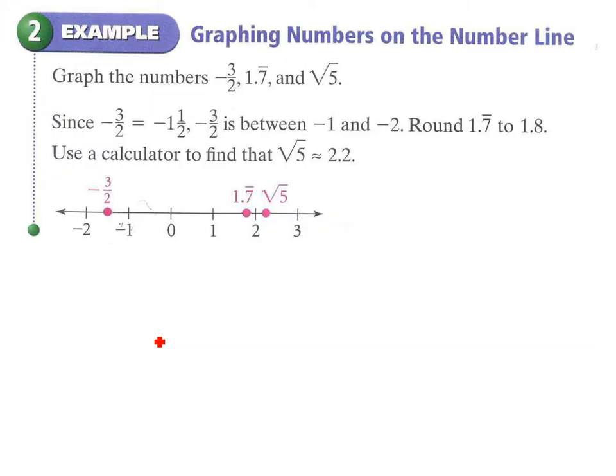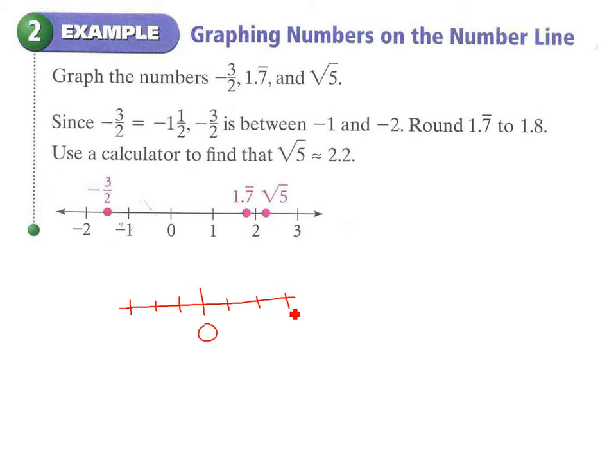All right, if you're ready to go, let's try example 2, graphing numbers on the number line. All right, so we're going to graph the numbers -3/2, 1.7 repeating, and √5. So just a little review, a little refresher on number lines here. Remember, if we're going to draw a number line, probably the fastest way to do it is drop the 0 right in the middle and go tick marks evenly spaced off of that, which you'll see here in the drawing, a lot neater than mine.